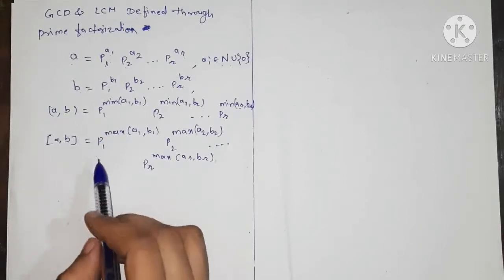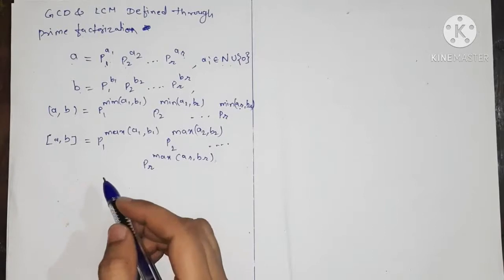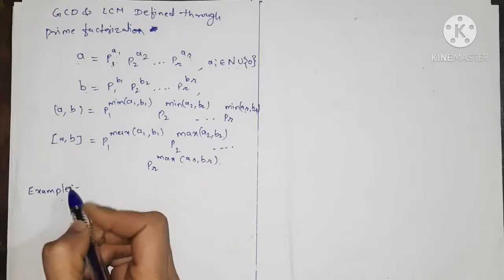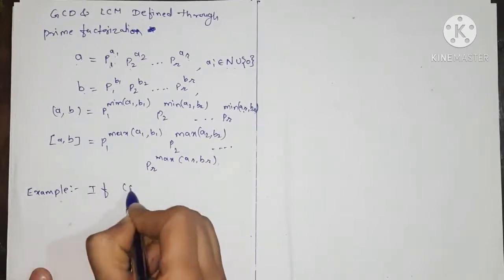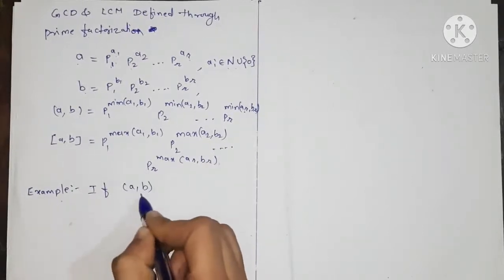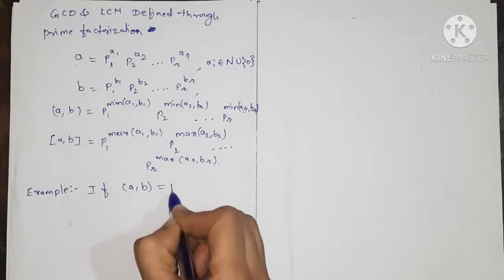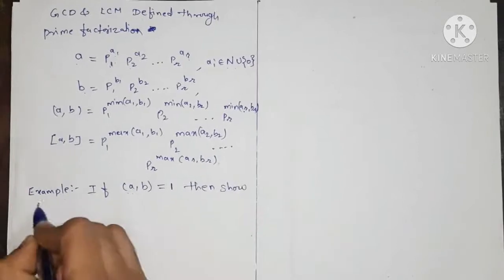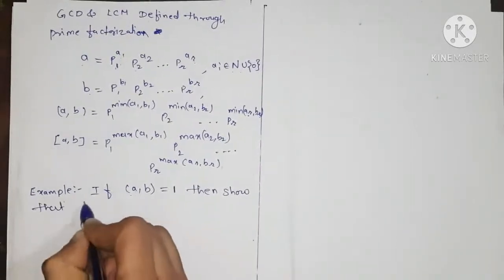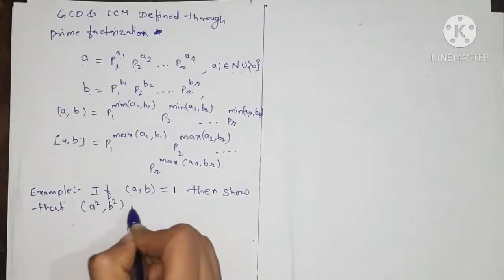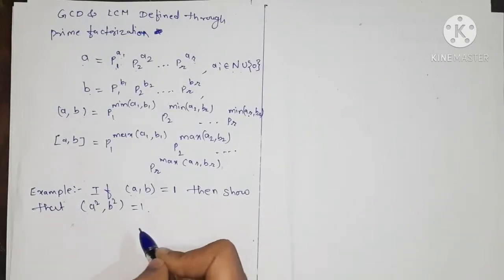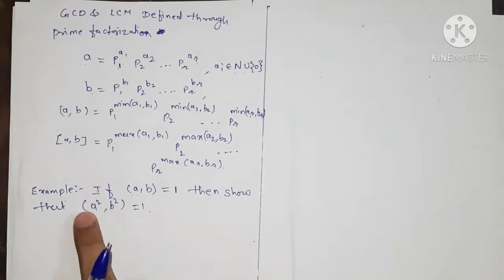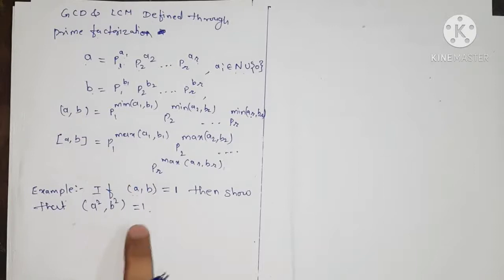Okay, so we see the first example. If a and b are any two integers with GCD of a comma b equal to 1, then we have to show that the GCD of a square comma b square is equal to 1. We have to prove that if GCD of a comma b equals 1, then the GCD of a square comma b square is also equal to 1.